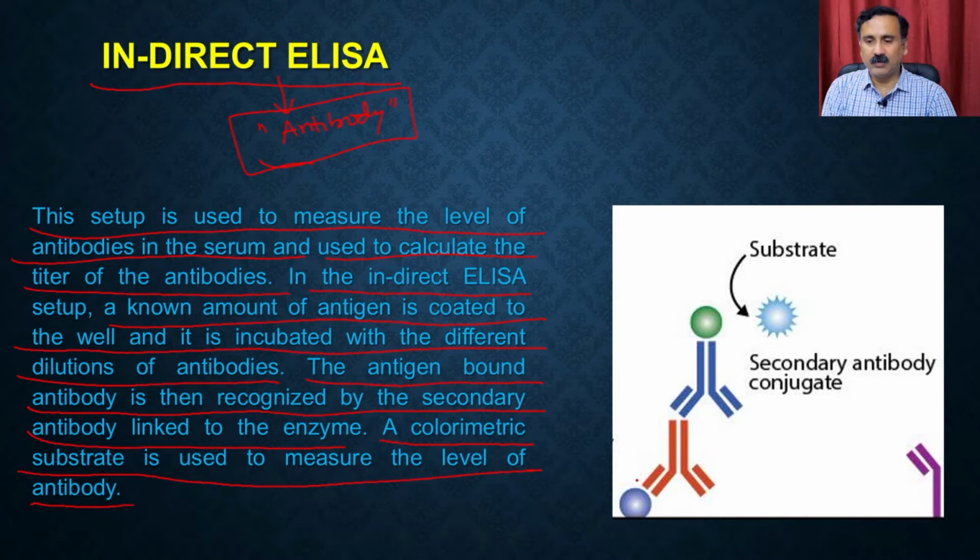So this is what you're going to have, right? First you coat the protein of your interest onto a plate, and then you add the biological fluid where the antibodies are present, which you are interested in measuring. Then to this antibody you add the secondary antibody, and then you add the substrate, which gives you the colored product, and that colored product you can measure with the help of a spectrophotometer.